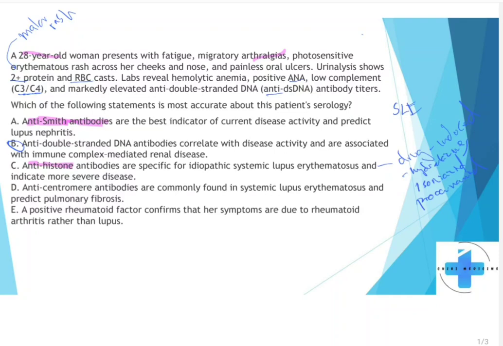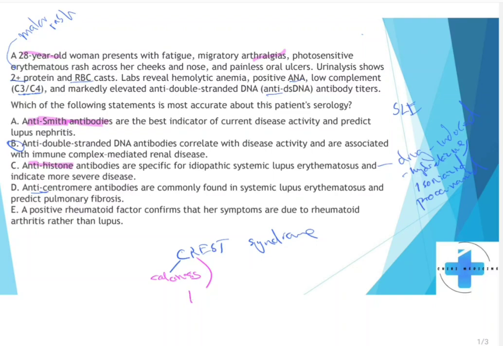Then for D, anti-centromere antibodies are commonly found in SLE and predicts pulmonary fibrosis. Okay. Anti-centromere, just remember CREST syndrome. Okay, so it's called something else now, but I still like to remember it as CREST syndrome. All right, so that's where you're going to find anti-centromere antibodies. And remember that, okay, just a brief review. We're probably going to have another video on this, but the C will be for calcinosis. So calcinosis. So you're going to end up with calcium deposits on the skin, right, and in certain tissues.